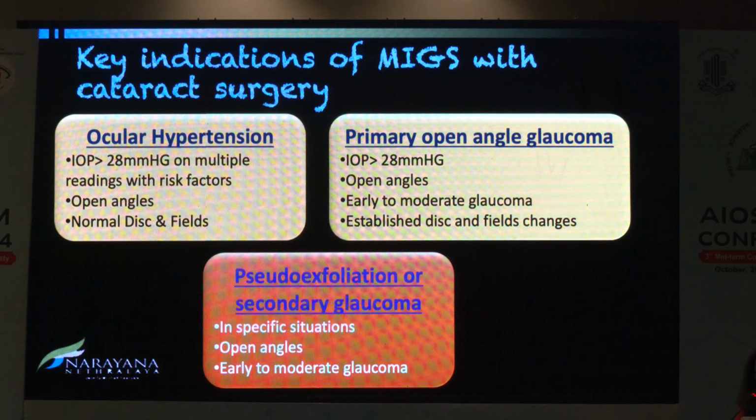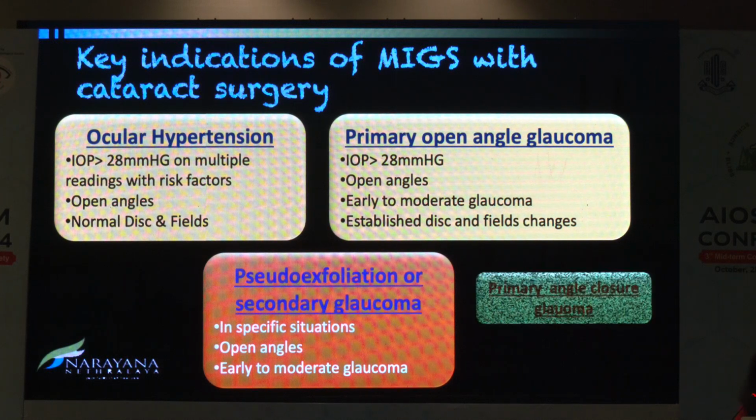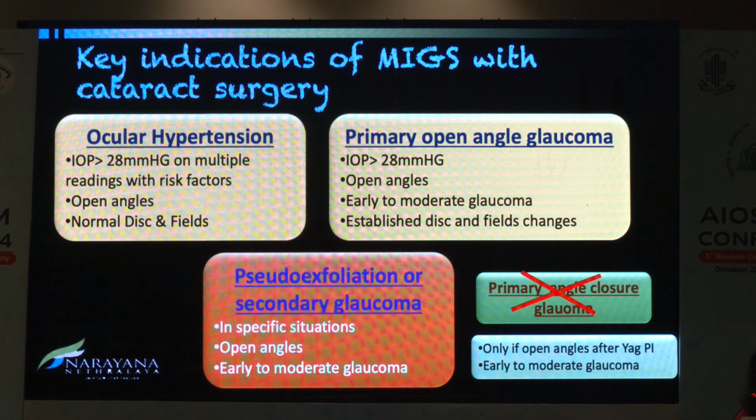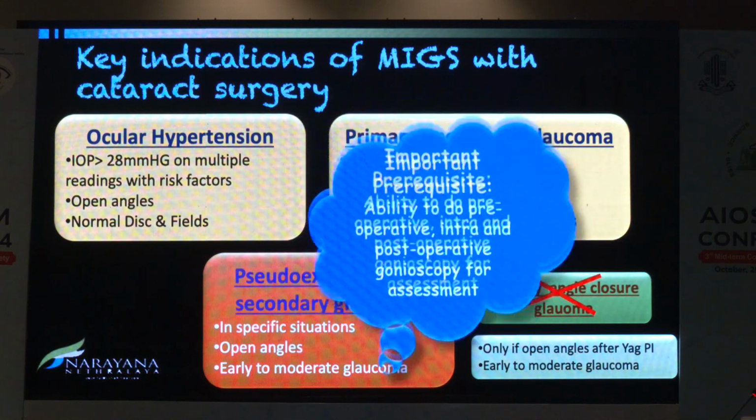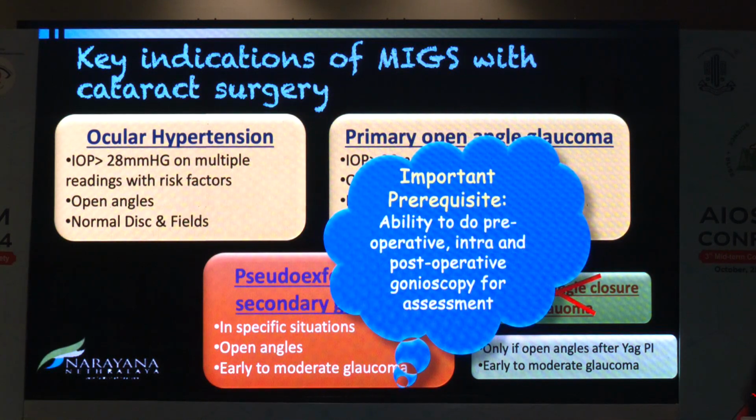Now, pseudo-exfoliation glaucoma and secondary glaucomas also can be treated in specific situations, but you do need open angles and early to moderate glaucoma. There are certain situations where certain kinds of MIGS can be used in angle closure glaucoma, provided the angle is not synechially closed and it is after PI, again mild to moderate, not in severe situations. Now, an important prerequisite for anybody who does MIGS is that you should be able to do preoperative, intraoperative and postoperative gonioscopy to decide and follow your patient.